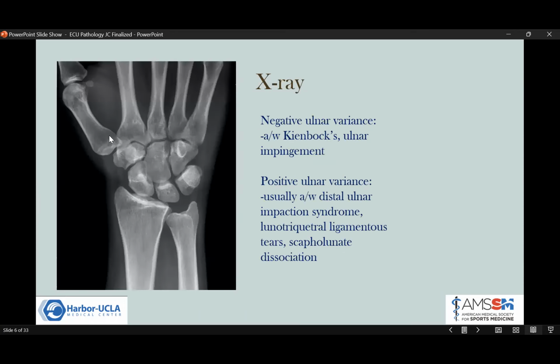This is his x-ray here. What I wanted to point out at the x-ray is that he has a negative ulnar variance. For some of the audience members, I have some friends here too, the ulnar bone is the bone on the right. It is lower than the bone on the left. And usually this is associated with diseases such as Kienbock's disease and ulnar impingement. Normally, if we saw a positive ulnar variance, you would more likely see a distal ulnar impaction syndrome, lunotriquetral ligamentous tears, and scapholunate dissociations.